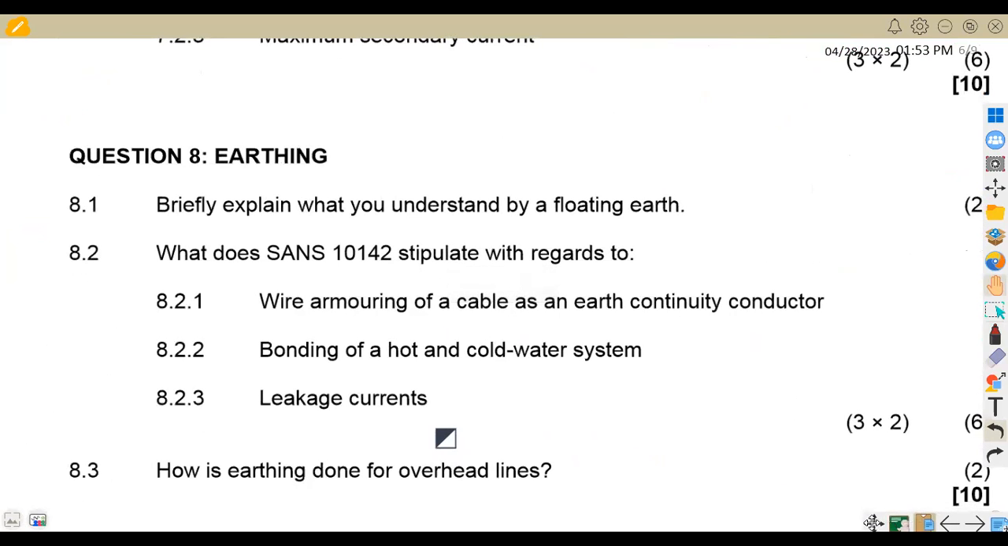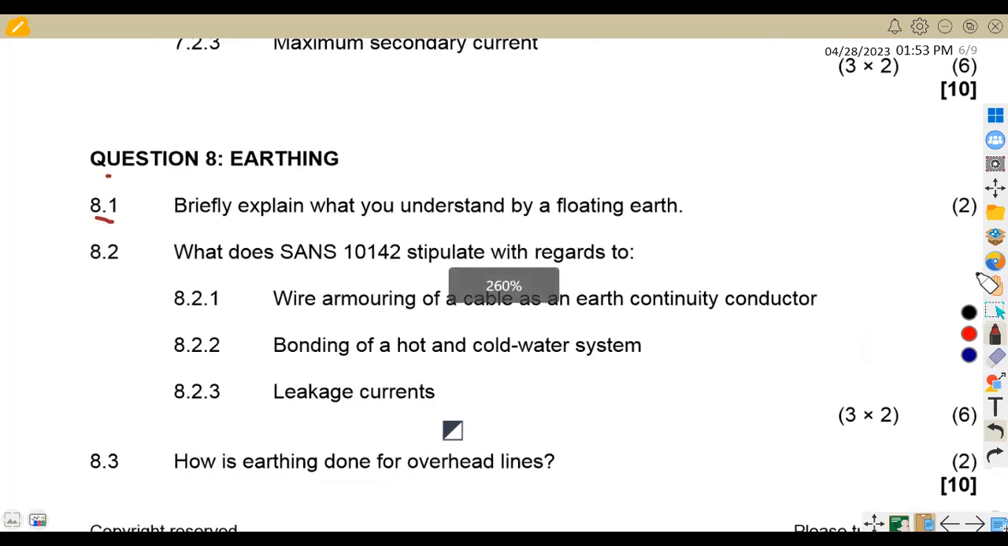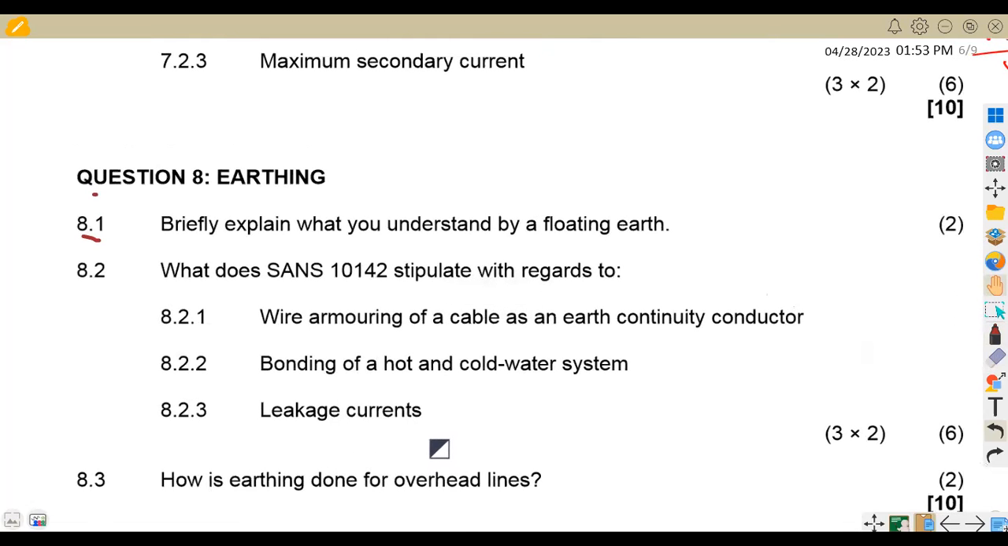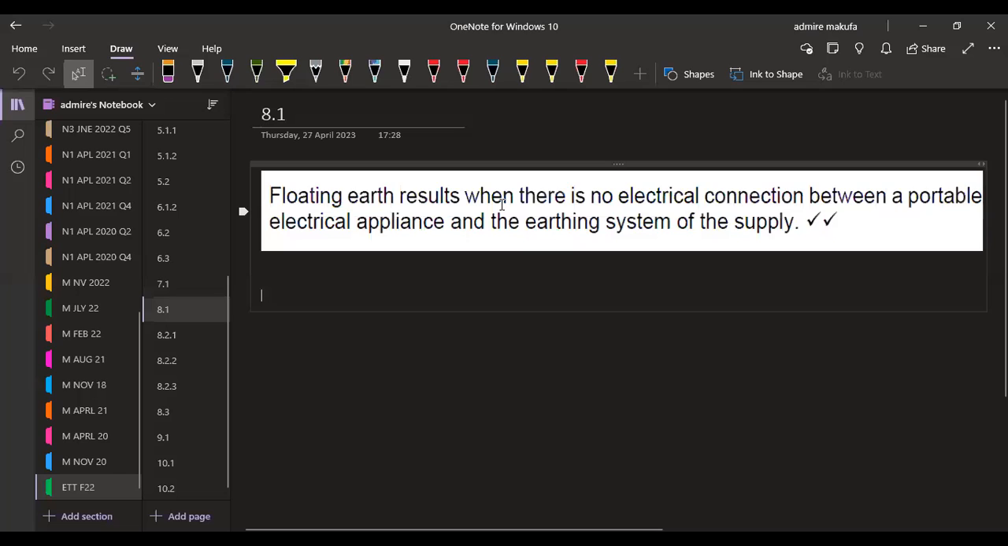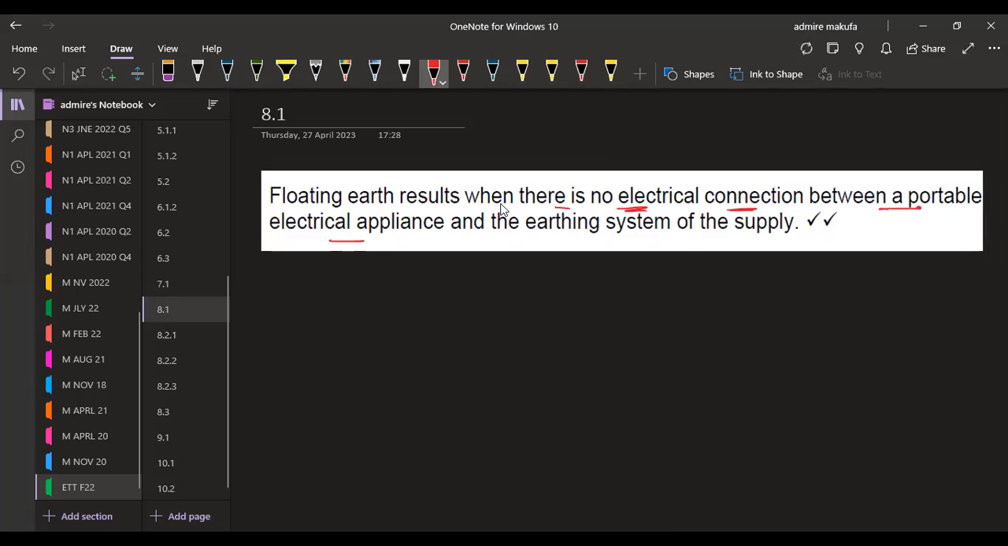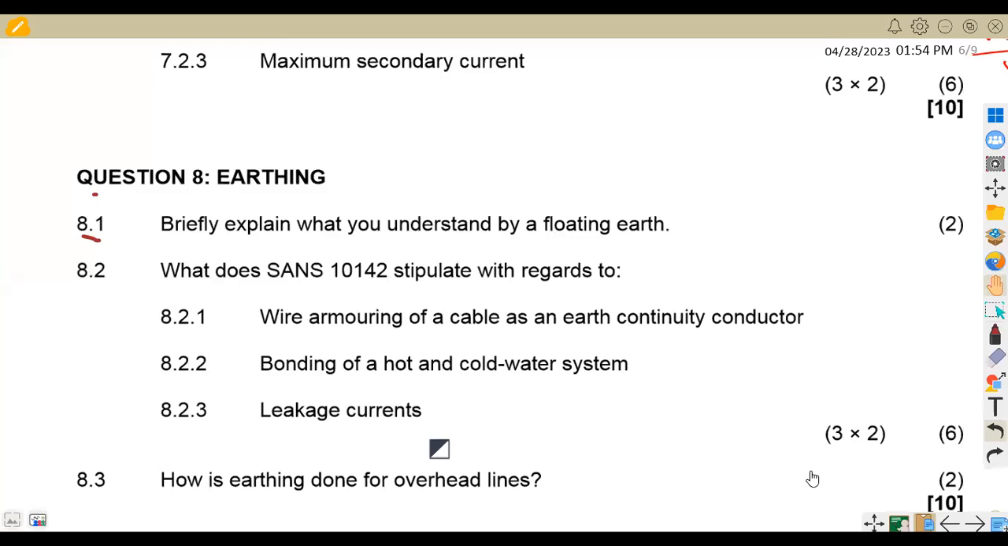All right. On question 8, which is on earthing, that is 8.1, we were given to briefly explain what you understand by a floating earth. If we are talking about a floating earth, what do you understand by that? And this is actually 2 marks, all right? So a floating earth in this case results when there is no electrical connection between a portable electrical appliance and the earthing system of the supply. So when there is no electrical connection, that is where we have what we talk of as the floating earth in this case. All right. So that is what we had. That is 2 marks for that.